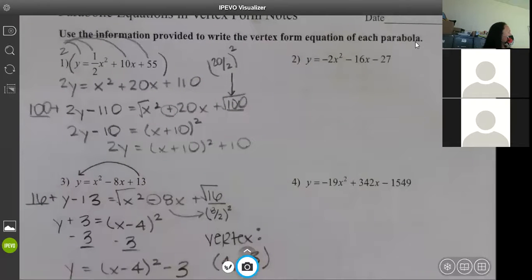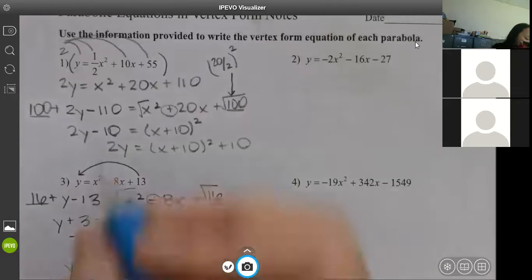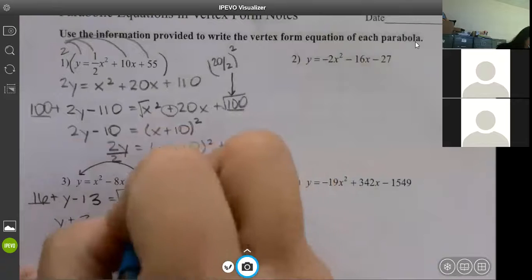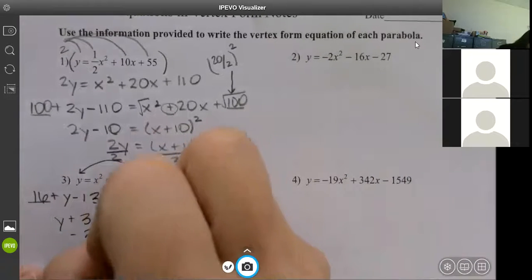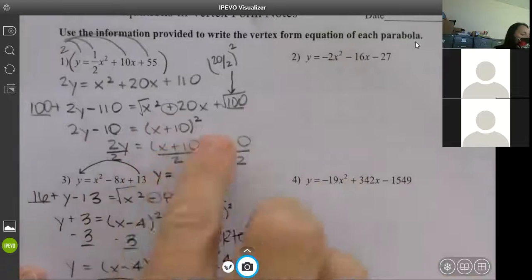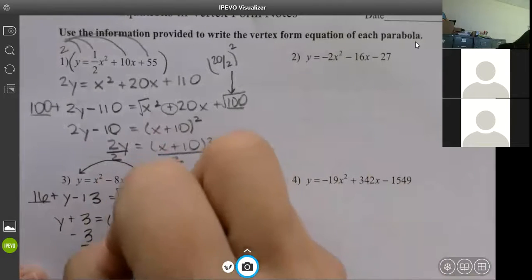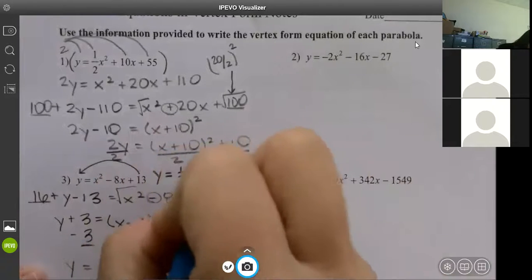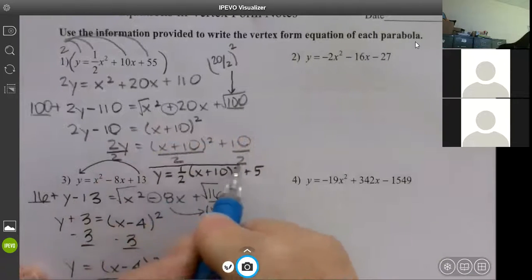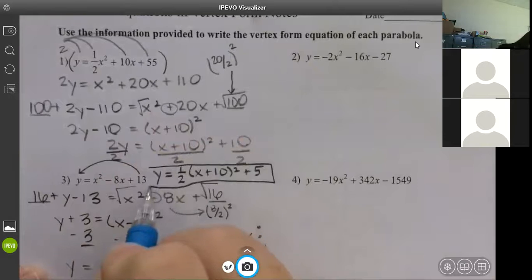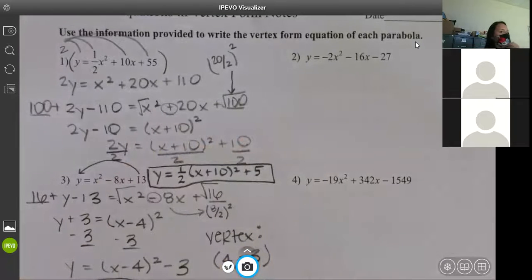And then this is where the y comes back in. We're going to divide by 2. We're going to divide everything by 2. And I'm going to squeeze this answer in here. Y equals, instead of making (x plus 10) squared over 2, we're going to make it 1/2 (x plus 10) squared, and then plus 5. Okay, so just pull that 1/2 out in the beginning, but everything else should look just like this.